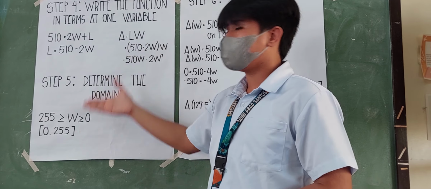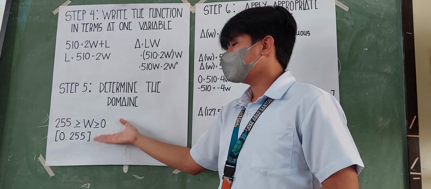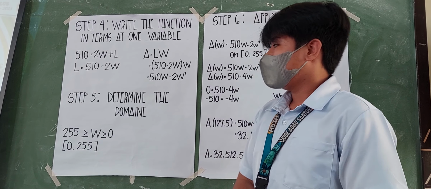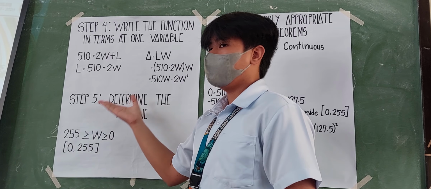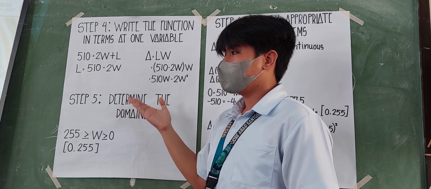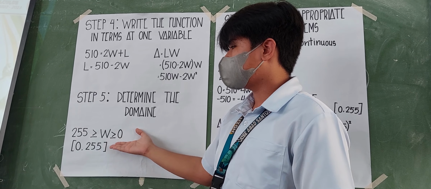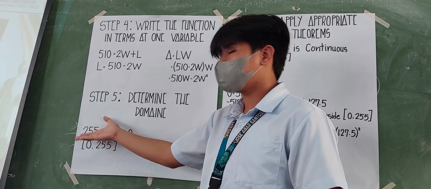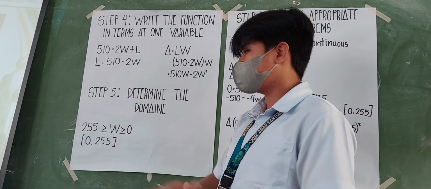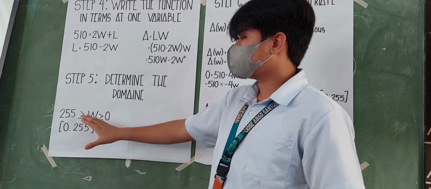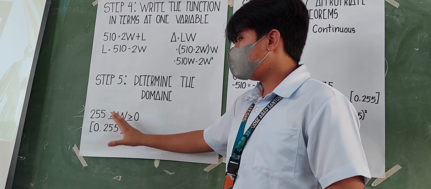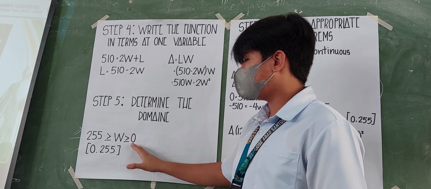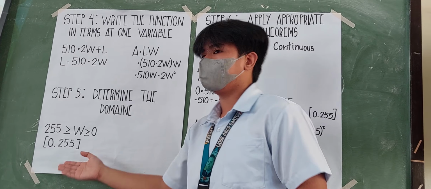In our area, we cannot have a value of 0 since no area can be expressed as 0. And since we already established the fact that no side can be equal to 0, no side can be half of the perimeter either, since it will leave nothing for the other side. So, in our domain, we will have W is greater than or equal to 0 and less than or equal to 255. This would be our domain.